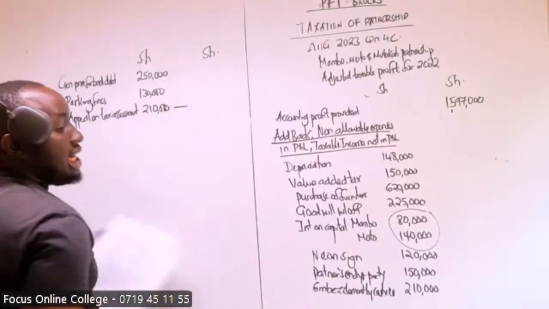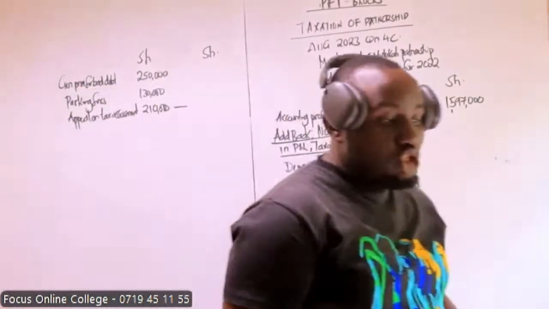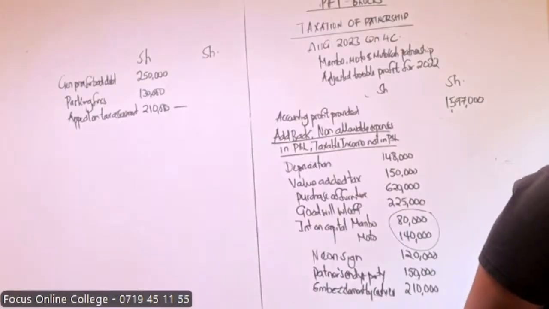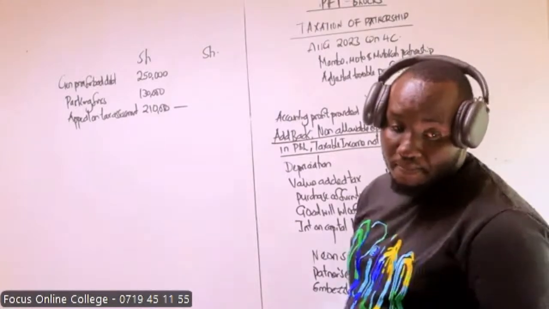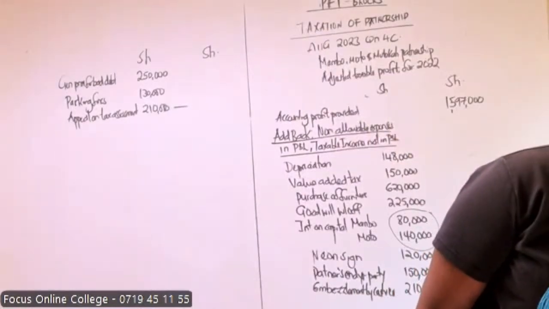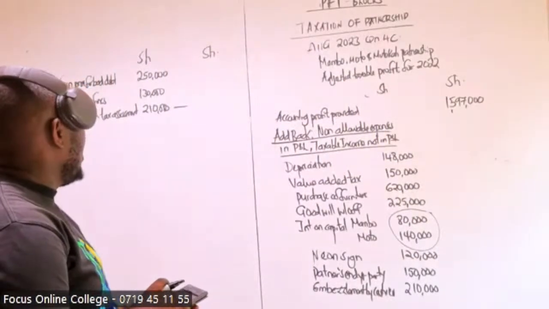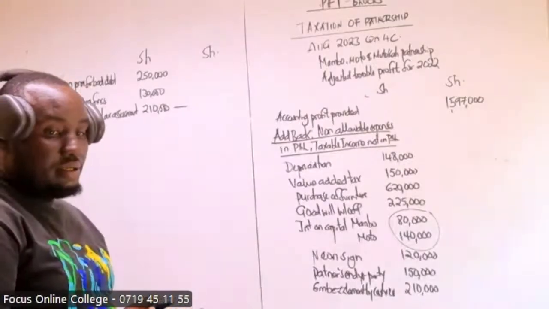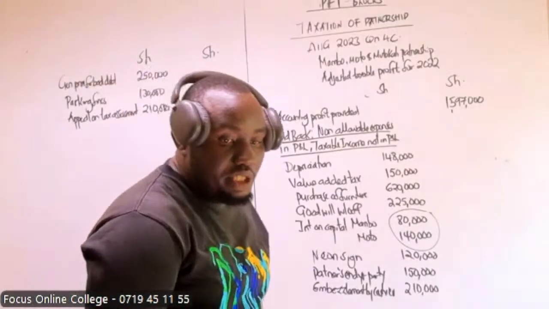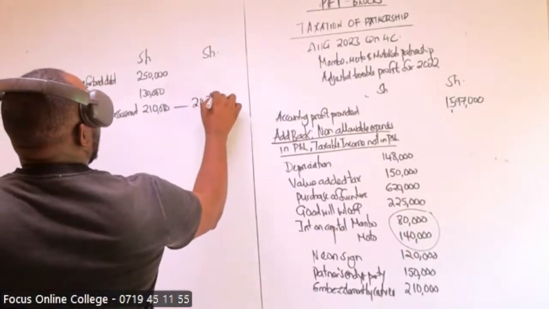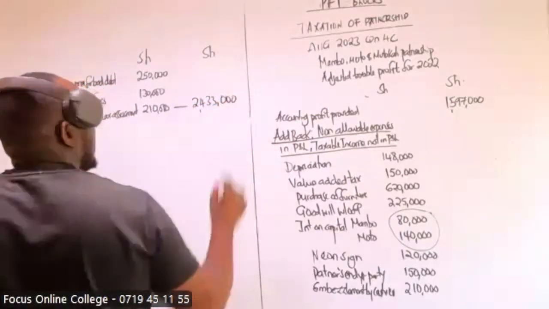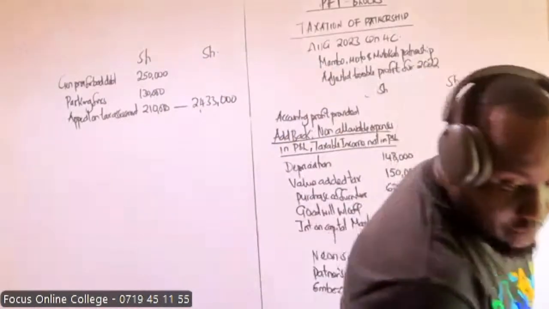So get for me the total non-allowable expenses. Add them up. What is the total non-allowable expenses? If you add them, we have 24, 33. So that is okay. Can somebody confirm that?